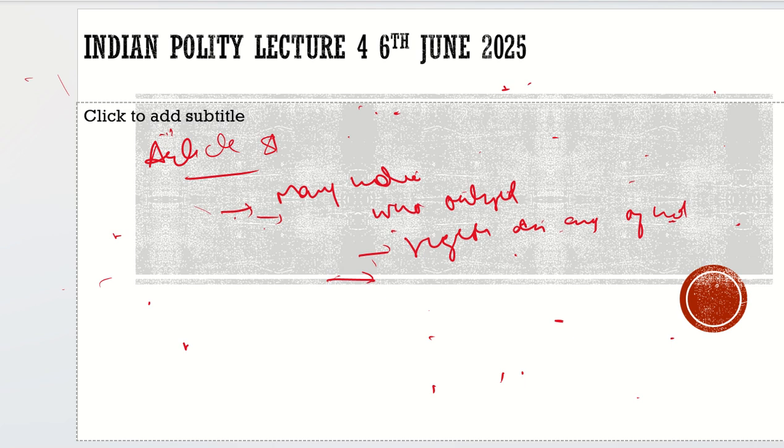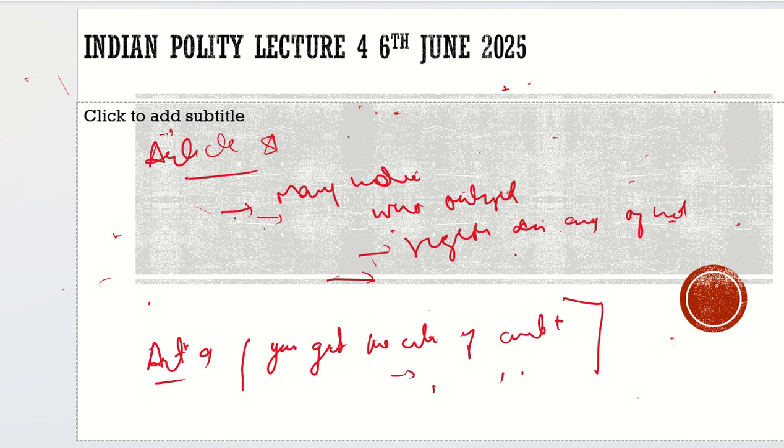Now what does Article 9 say? Article 9 says those who acquire the citizenship of another country can't be citizens of India. It is basically talking about if you have got the citizenship of another country, then you can't be a citizen of India.